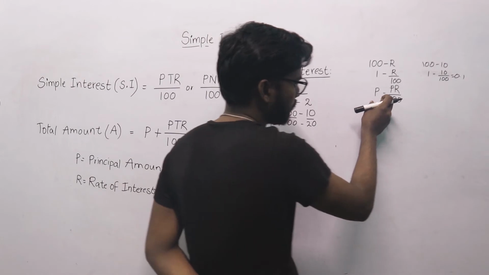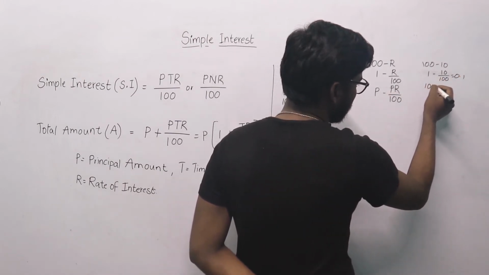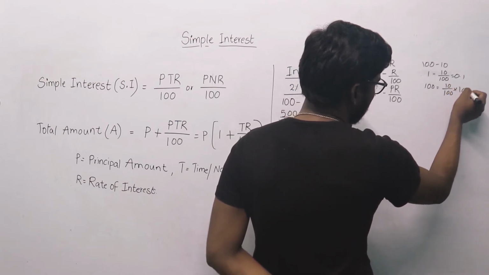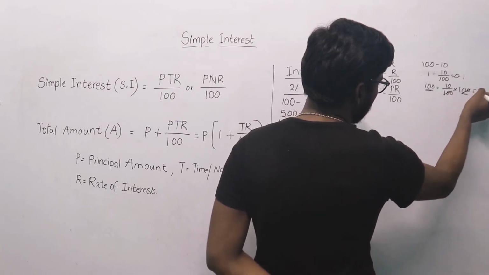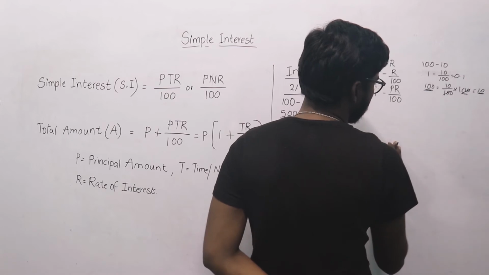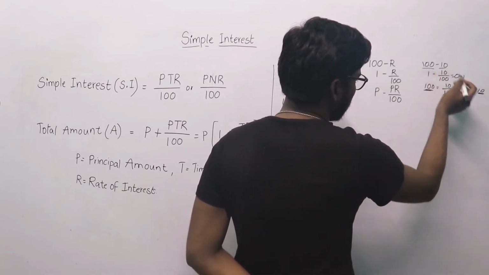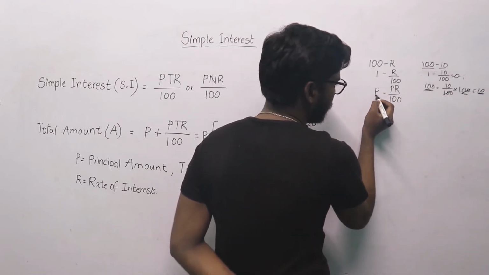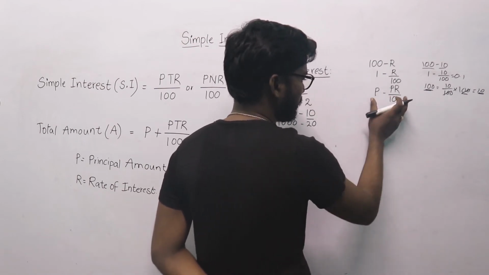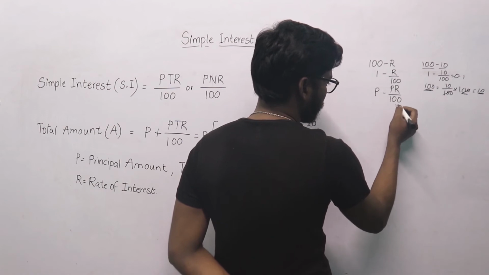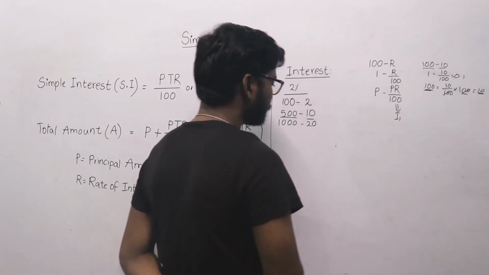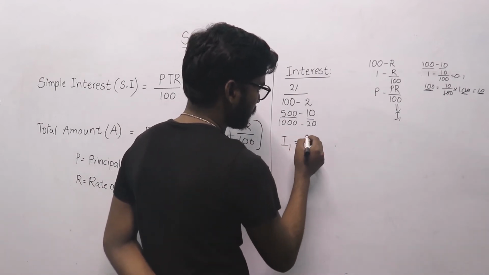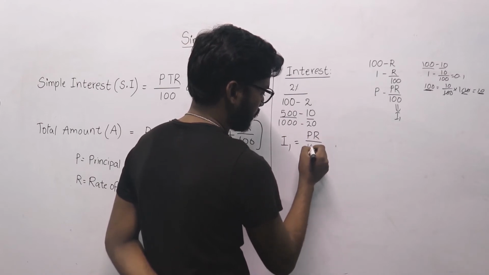For P amount of rupees, if you do it here, like for 100 rupees, this would be 10 by 100 into 100, because it is 100 rupees. So that will again be 10. For 100 rupees, 10 rupees will be charged as interest. So that is the same thing we have got here, and the same thing we are going to do here. For P amount of rupees, P into R by 100 is the interest for 1 year. This is the interest for 1 year, and that you have to remember. So interest for 1 year is given as PR by 100.